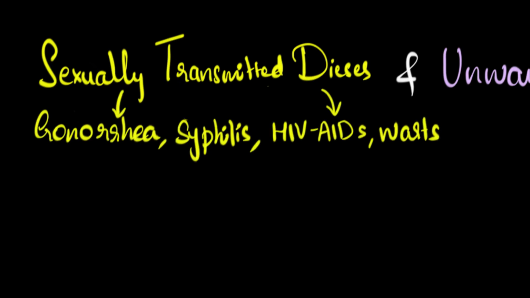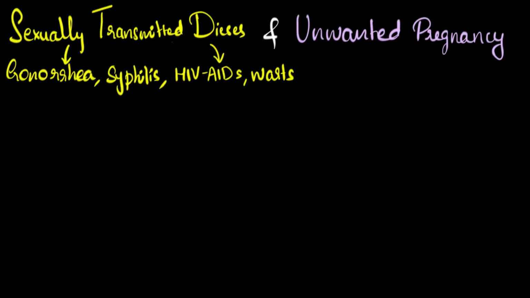Just to give you some examples of sexually transmitted diseases, gonorrhea and syphilis are caused by bacterial infection. And then we have AIDS and warts, AIDS being one of the most dangerous ones, which are caused by viral infection, something you may need to remember. All right, so now let's talk about how we prevent them. Well, we can prevent them by using what we call contraceptives.